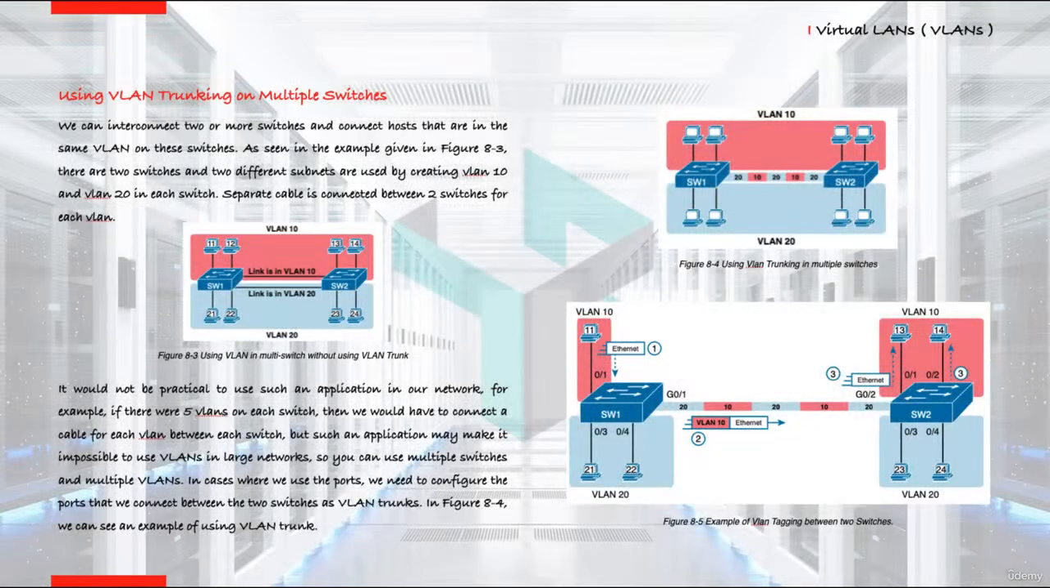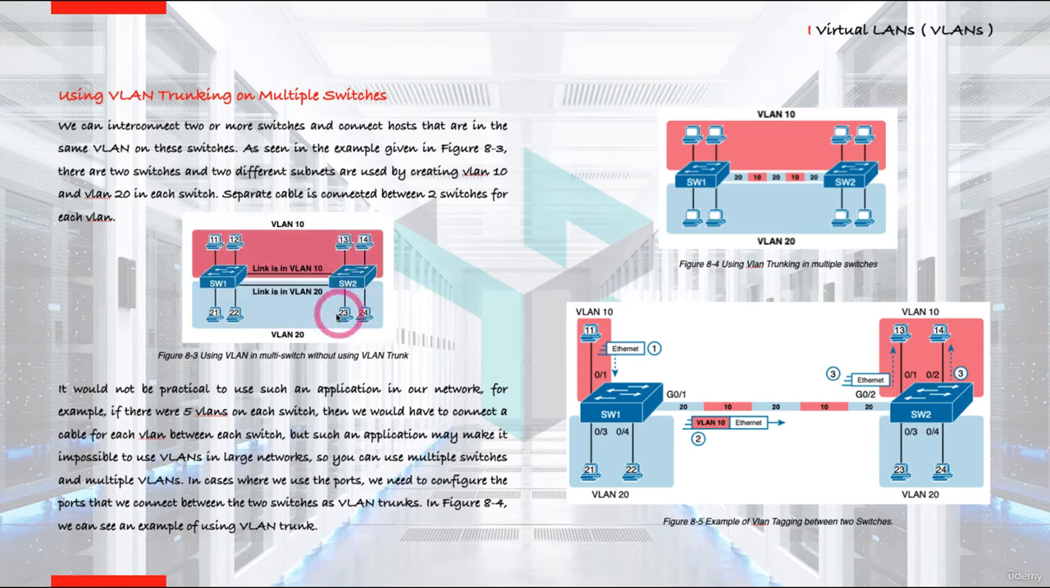Let's look at using VLAN trunking on multiple switches on this page as well. Let's first look at our non-VLAN trunking structure. In this way we have two VLANs, VLAN 10 and VLAN 20. There's switch 1 and switch 2, and both of these switches have VLAN 10 and VLAN 20. VLAN 10 users on switch 1 need to be able to communicate with VLAN 10 users on switch 2, in the same way that VLAN 20 users need to be able to access each other.